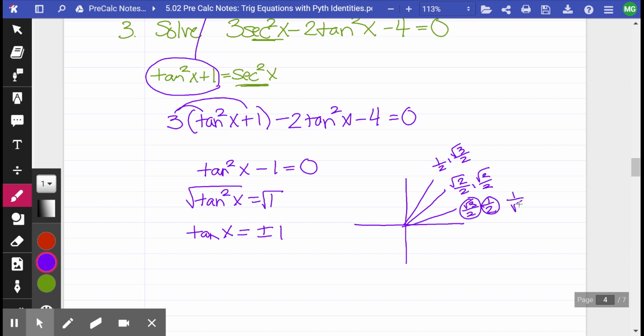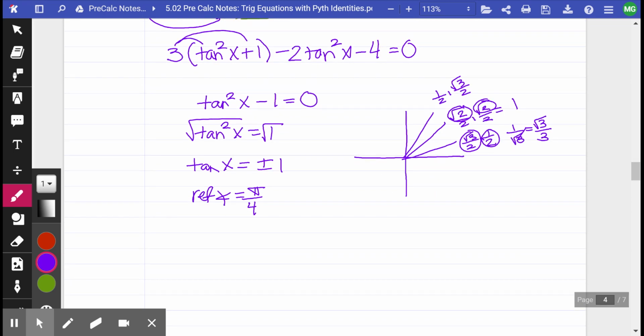So 1 over rad 3, if I rationalize that, gives me rad 3 over 3. Rad 2 divided by rad 2 would give me 1. Oh, and that's what I want. So now I know my reference angle is going to be pi over 4. Tangent is equal to a positive and a negative 1. So that means we're going to be in all 4 quadrants.